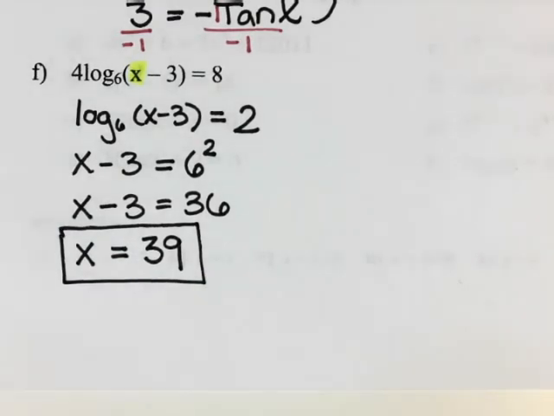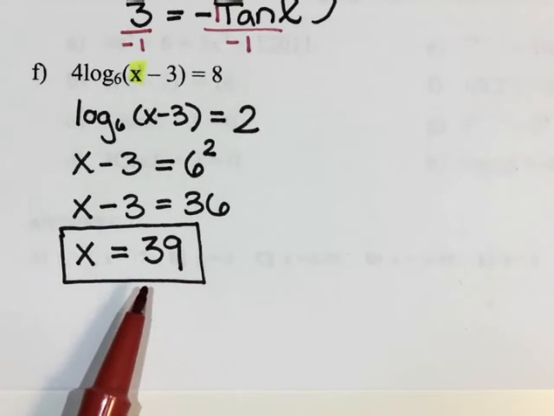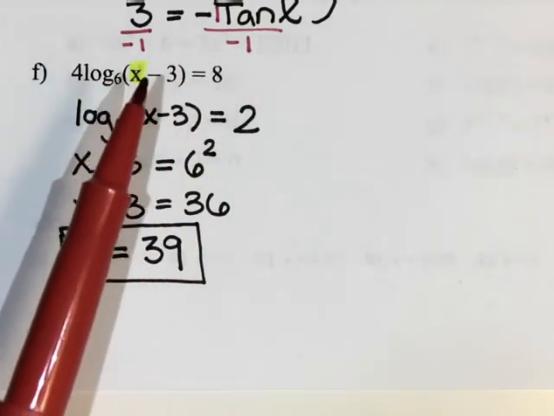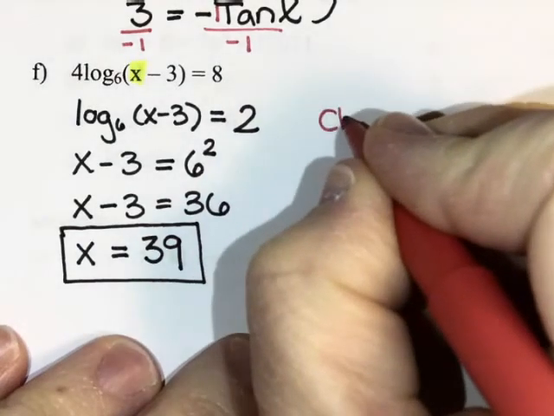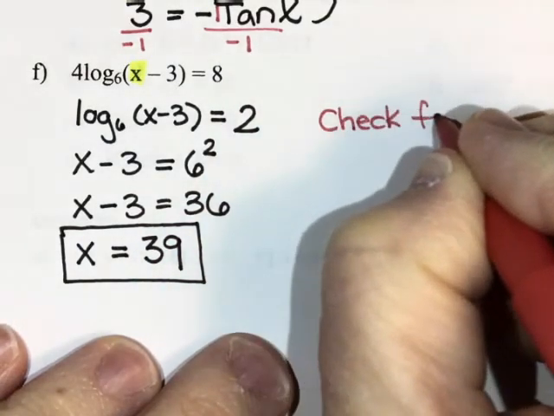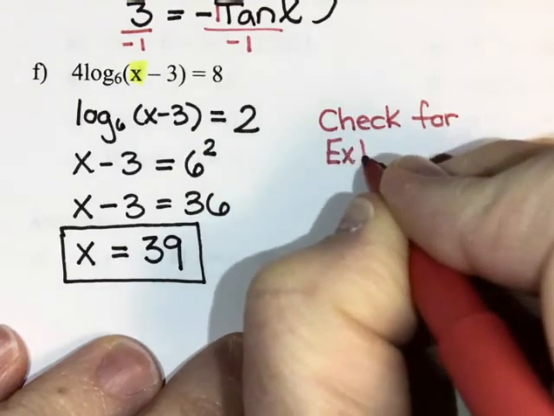Now, there is one little catch with logs. You cannot take the log of 0. You cannot take the log of a negative number. So sometimes when you're solving a log equation, you might find that you get an answer, but when you take that answer and put it back into the equation, you end up getting either a negative or a 0 inside the log. And if that happens, that answer is considered to be something we call extraneous. So I'm going to check for extraneous answers.